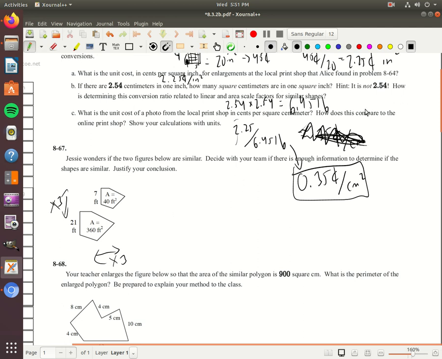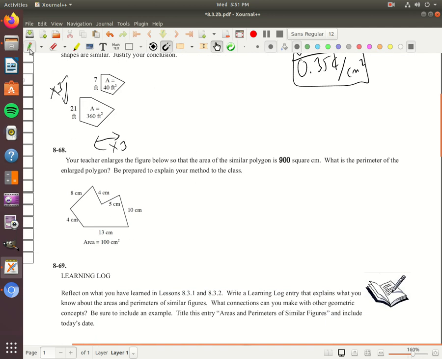So just be aware. I don't know if this makes sense. Yeah, I can't do that example. That would be terrible. I'll get partway down and realize I can't do that. Anyway, just like I said, we'll just leave it at that. The shape's not necessarily the same. Your teacher enlarges the figure below so that the area is a similar polygon with 900. So this is not going to look like it's supposed to, but let's pretend that these look the same. And now my area is 900 centimeters squared.